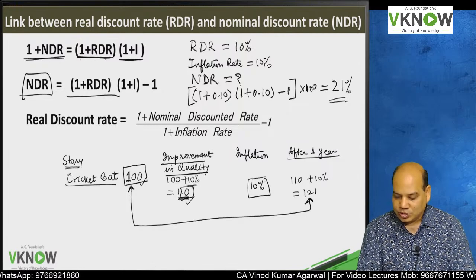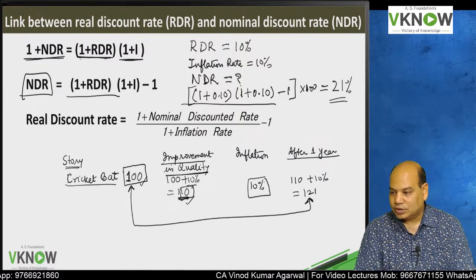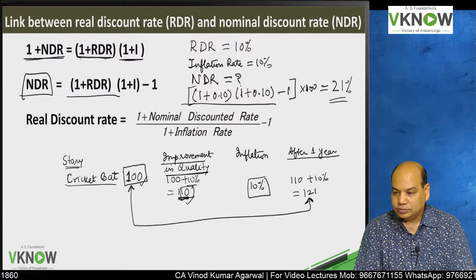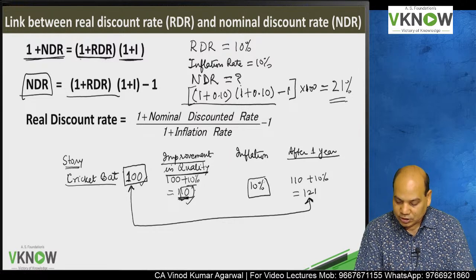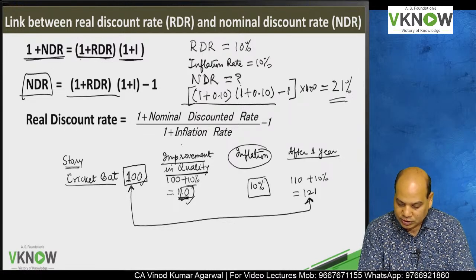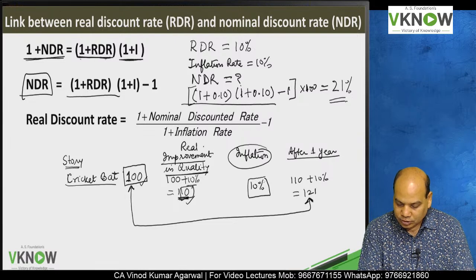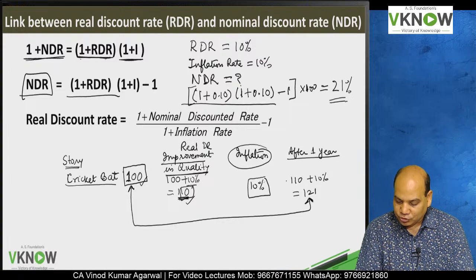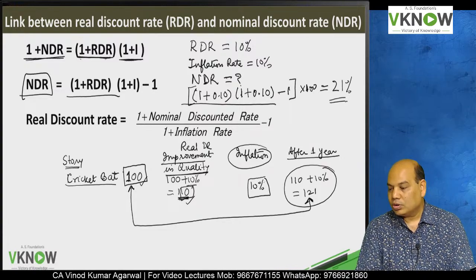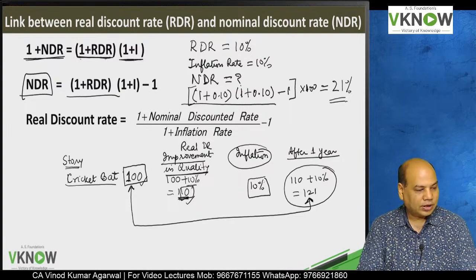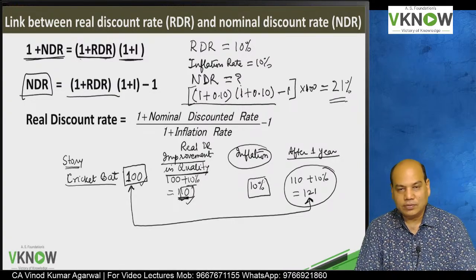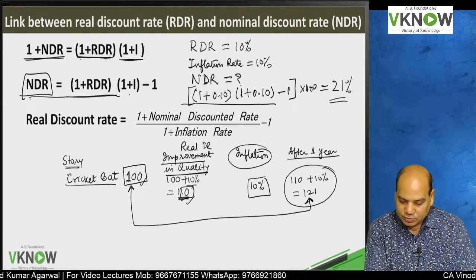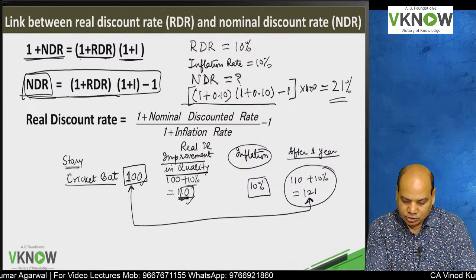Okay, same logic is applied here also, that the effect of inflation will be on the real discount rate also. Just like that, this is the real discount rate 10%, and this is inflation. So the effect of inflation goes to the real factor also, and therefore in future we are going to take 1.10 into 1.10 minus 1. Once you have understood this formula, now you can find any missing figure.